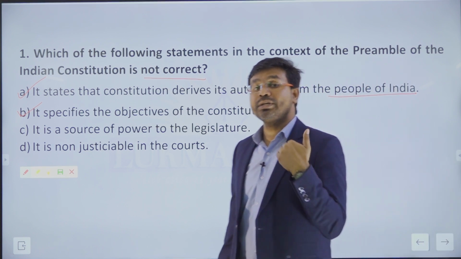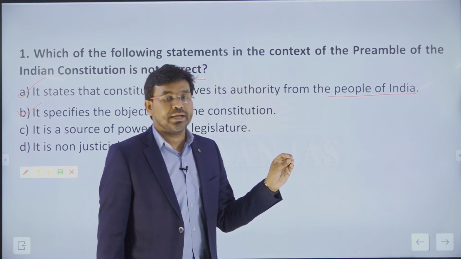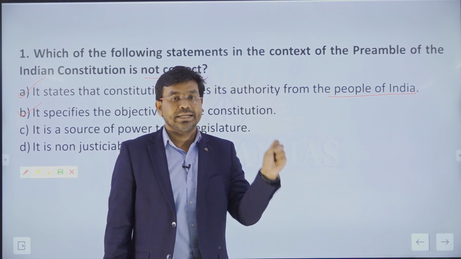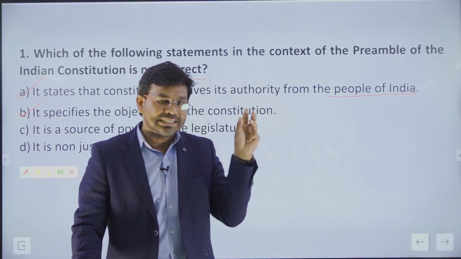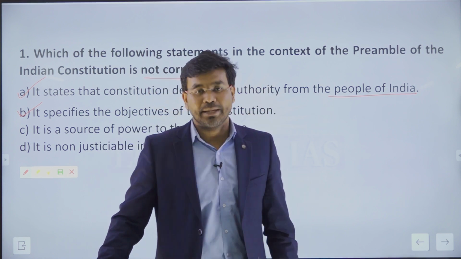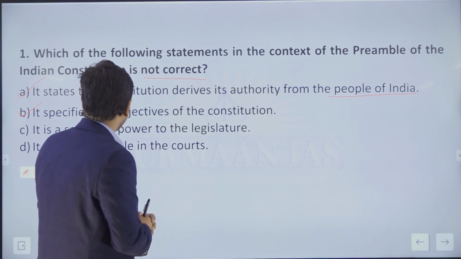Apart from this, it also tells about the nature of a state. Nature of a state means it talks about that India will be a sovereign state, it will be secular, it will be democratic, it will be republic, right? So these keywords are mentioned in the beginning of the preamble itself. So that talks about the nature of the Constitution of India.